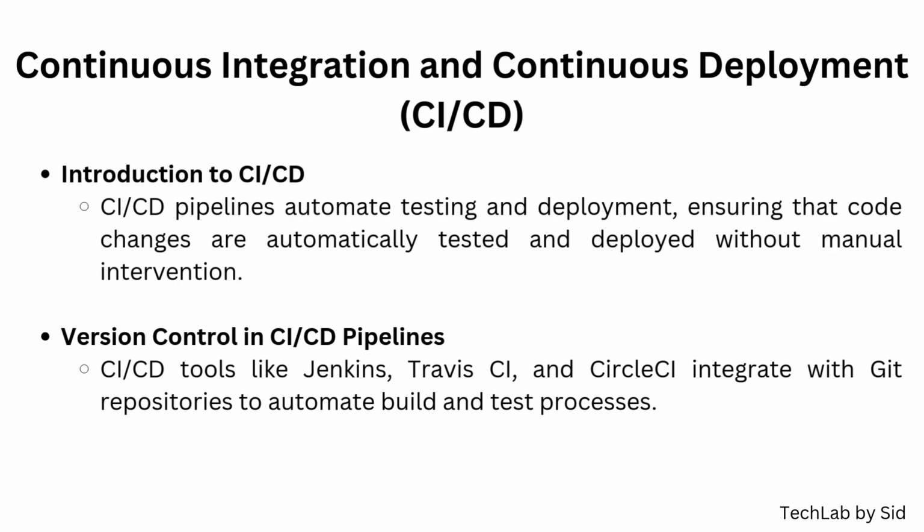Version control in CI/CD pipelines. CI/CD tools like Jenkins, Travis CI, and CircleCI integrate with Git repositories to automate the build, test, and deployment processes. When developers push changes to a Git repository, these tools automatically trigger the pipeline to run tests and deploy the updated code, ensuring a seamless workflow.